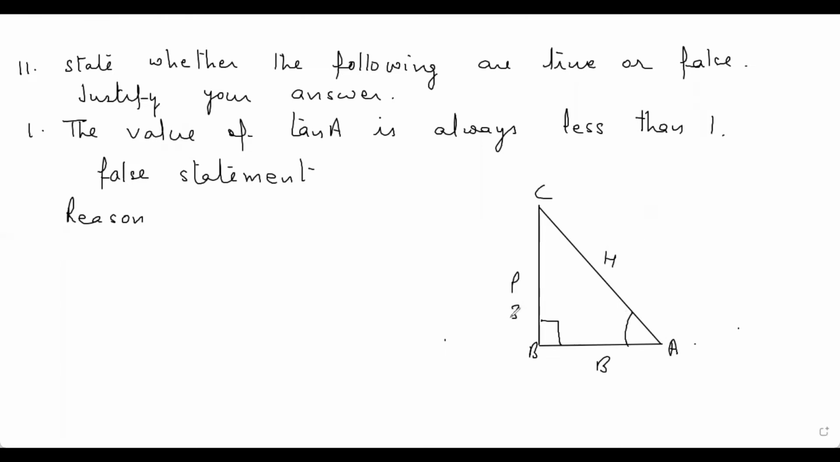Here BC is 3 and AB is 4. Hypotenuse is 5. So in this case, tan A is 3 by 4, which is less than 1. If these values are given, then tan A is less than 1. But if this line is 4 and this line is 3, hypotenuse will be equal to 5. In this case, tan A is equal to 4 by 3, which is greater than 1.